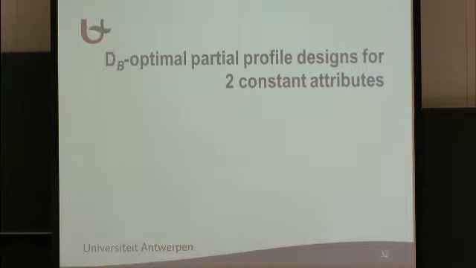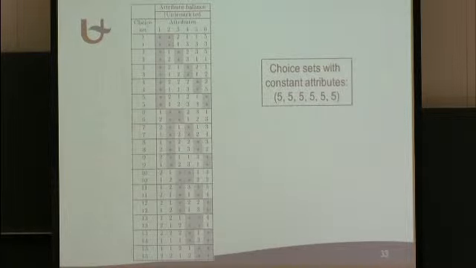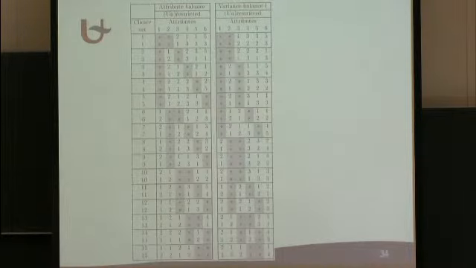Then some designs involving 2 constant attributes. Here we have the result for the attribute balance approach involving the unrestricted as well as the restricted coordinate exchange algorithm, they resulted in the same design in this case. And you can see here that the attribute balance is perfectly fine. Every attribute is held constant equally often.